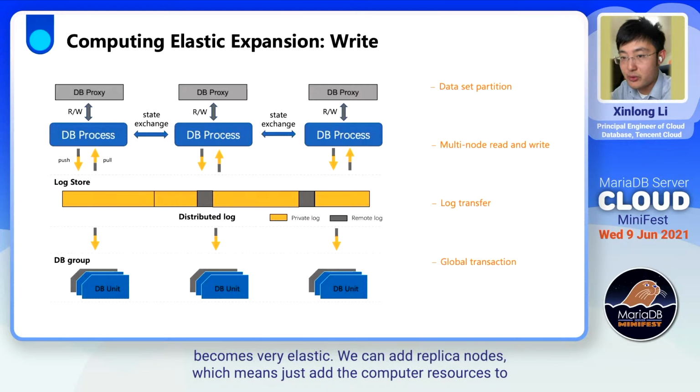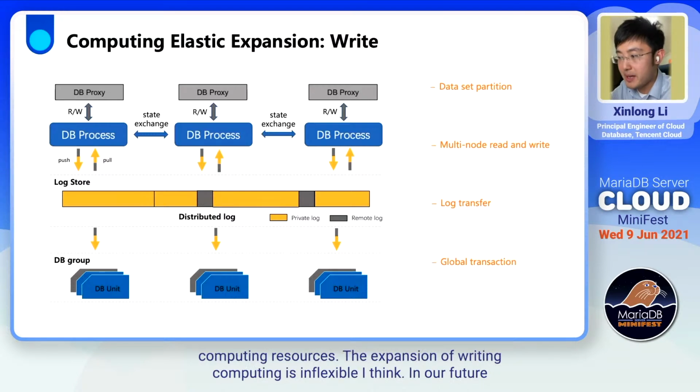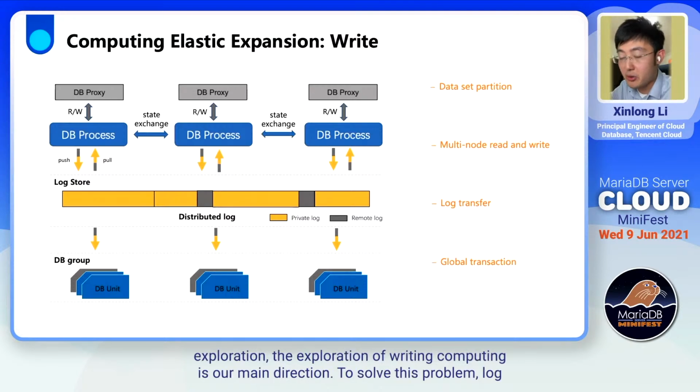We can add replica nodes, which means just adding computing resources to improve read performance. However, we cannot improve our writing ability by increasing computing resources. The expansion of writing computing is inflexible, I think. In our future exploration, writing computing is our main direction.